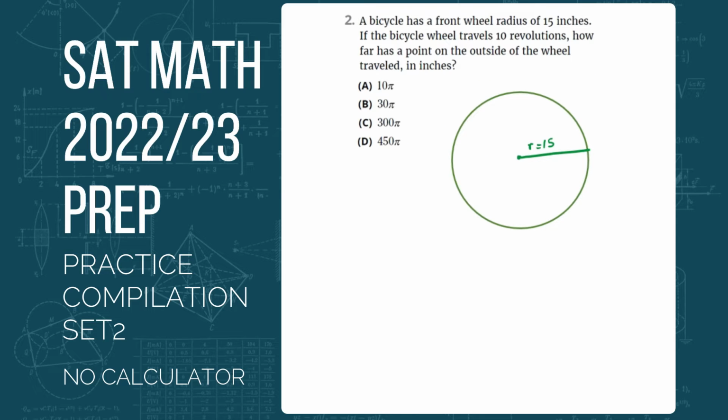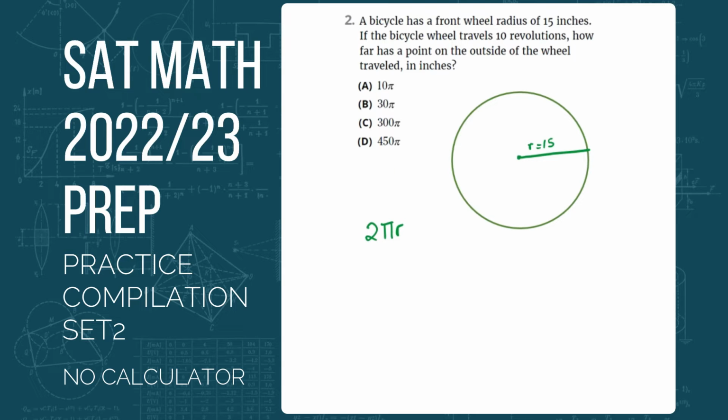A bicycle has a front wheel radius of 15 inches. I've drawn a diagram here. If the bicycle wheel travels 10 revolutions, how far has a point on the outside of the wheel traveled in inches? Since we have the radius, which is equal to 15, one revolution will be equal to the circumference of the circle. If you remember, the formula for circumference of a circle is 2 pi r.